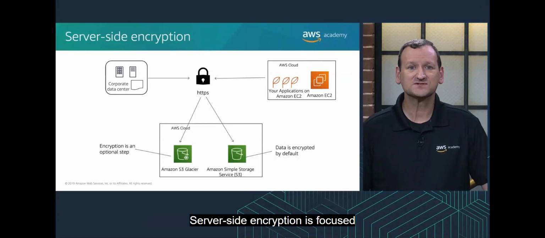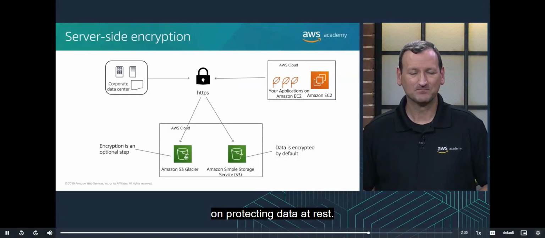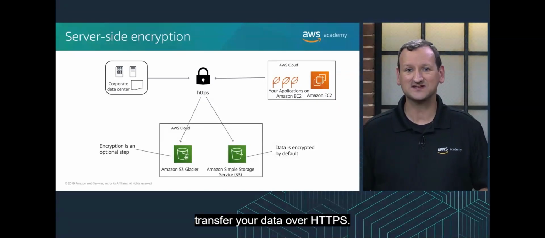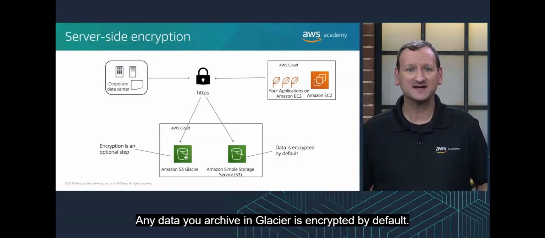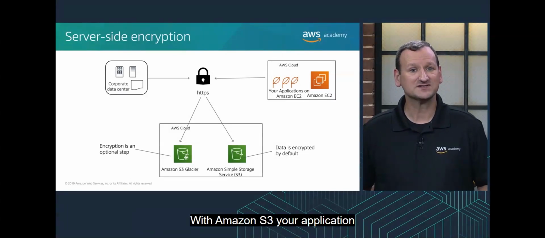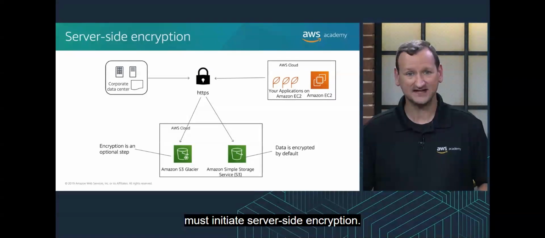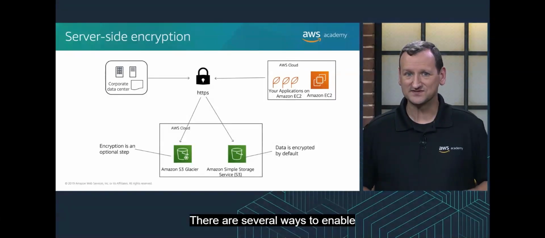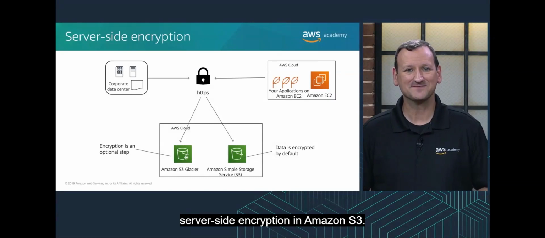Server-side encryption is focused on protecting data at rest. With both solutions, you can securely transfer your data over HTTPS. Any data you archive in Glacier is encrypted by default. With Amazon S3, your application must initiate server-side encryption. There are several ways to enable server-side encryption in Amazon S3.